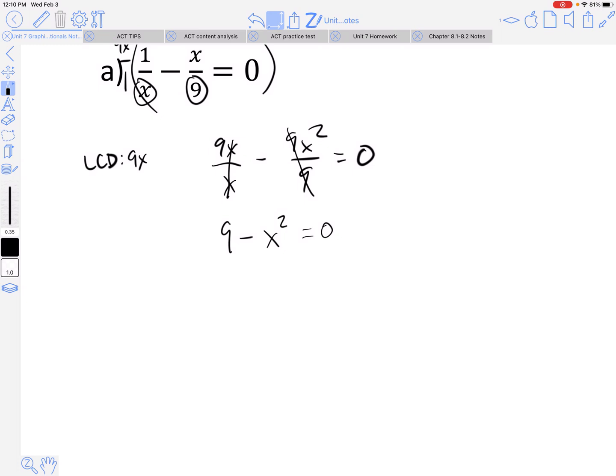So, goal is to get x alone. The problem was that we had an x in the denominator, x in the numerator. So if we could get rid of those denominators, then it'd be back to more stuff that we're used to, right? So that was the goal there.